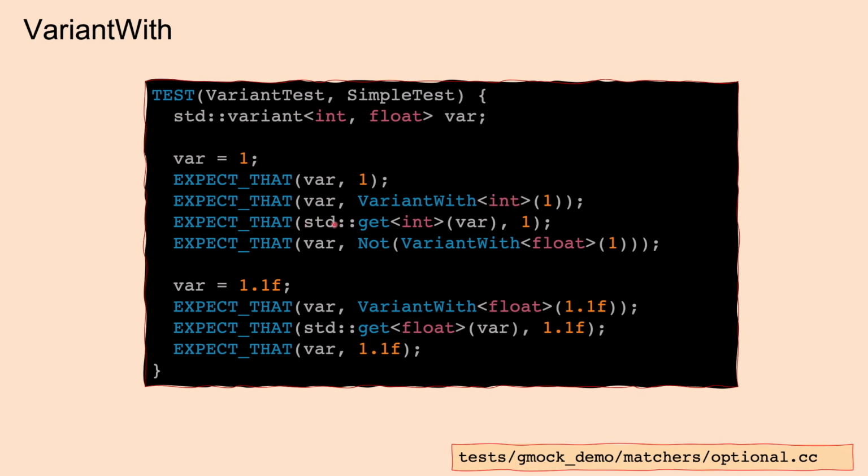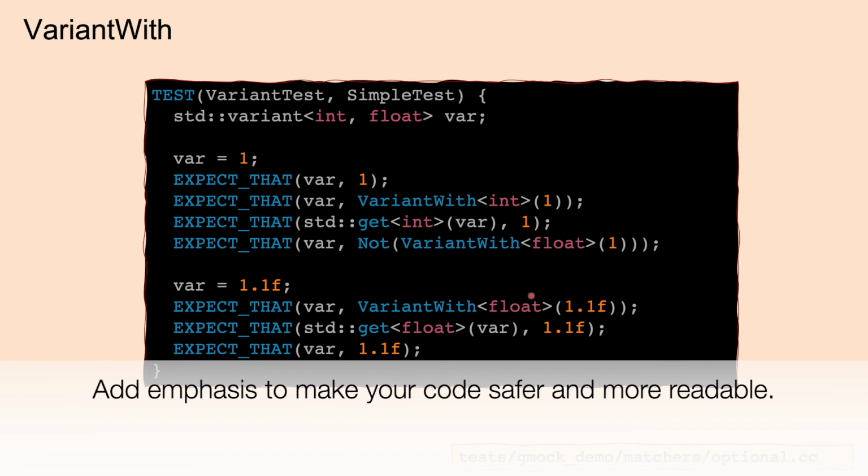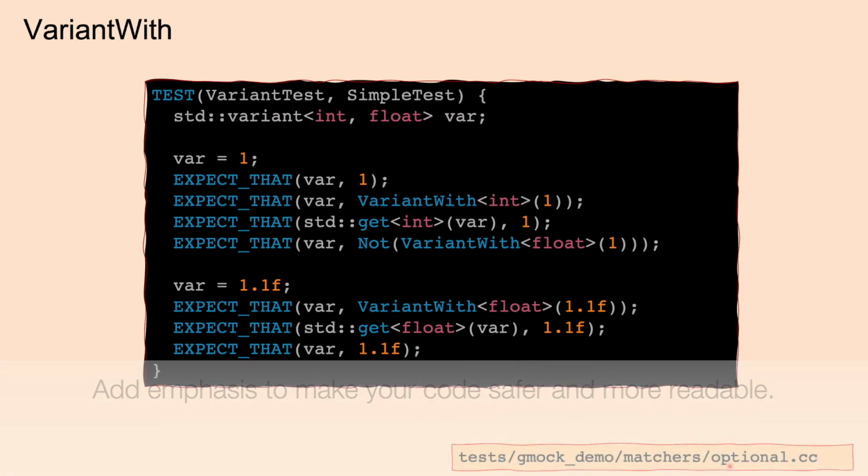C++ STL provides std_get to get the value of a variant, so you could have used this, but this might be more readable, and also std_get can throw an exception. Here is another example in which we say expect that var is not a variant with type float and value 1, because obviously here we are using the integer part. Now, if you switch and use the float part of the var variable by assigning a float value to it, now I can say expect that var is a variant with type float and value 1.1f. As an alternative, I could have used std_get with float, or just simply say expect that var is 1.1f. Again, you would use this just to emphasize that this is a variant and also make sure that the type is not being confused. And finally, you can run all of these examples again from this path down here.